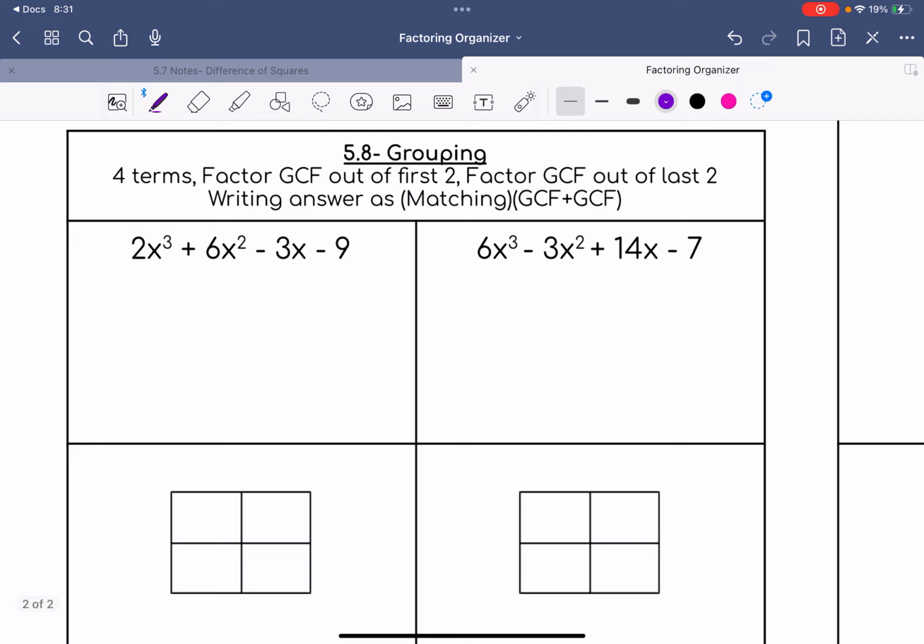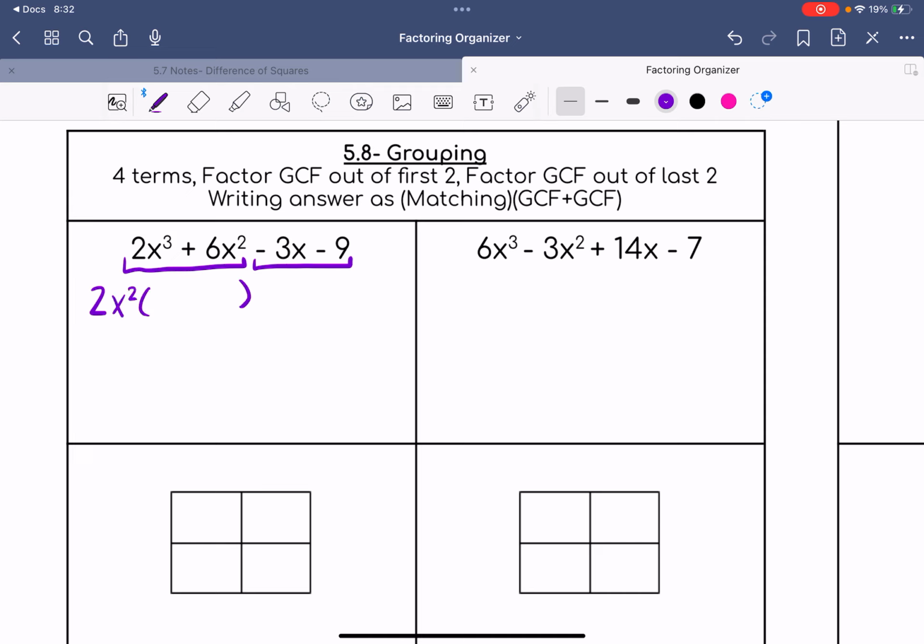Okay, factoring by grouping. Factoring by grouping works when we have 4 terms. There is not a common factor between all 4 terms. There is a common factor between the first 2 and the last 2. So, when we factor by grouping, we split into our 2 groups. So I'm going to look at my first group and my second group. Out of my first group here, 2 and 6, I can divide those both by 2. And then x cubed and x squared, I can pull out an x squared out of both those. So 2x squared is going to be my GCF for my first 2.